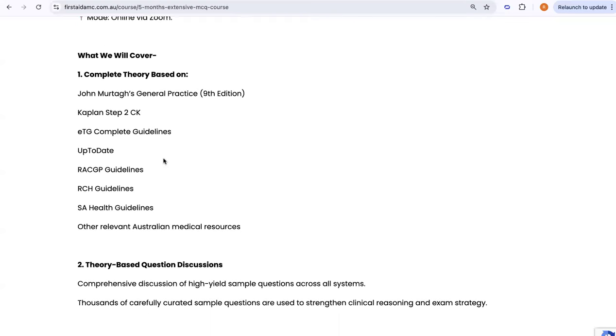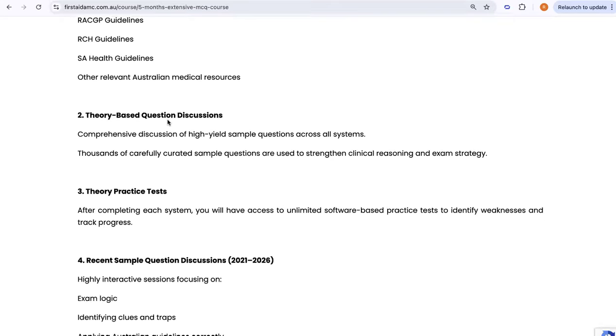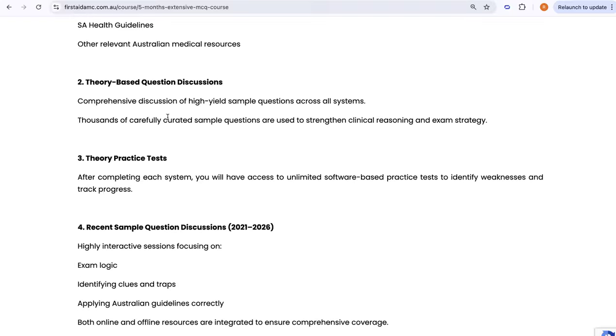So we cover both theory and the questions. We will have complete theory based on the guidelines that you can already see. We will also discuss theory-based questions. That means, let's say we do cardiology. After finishing cardiology, we do a cardiology question solve. And then when you go to the student portal, you will be able to do a cardiology mock test. So this is the best way to prepare subject by subject, topic by topic.